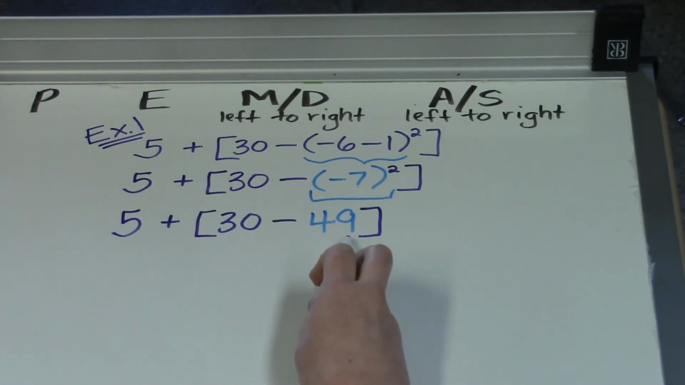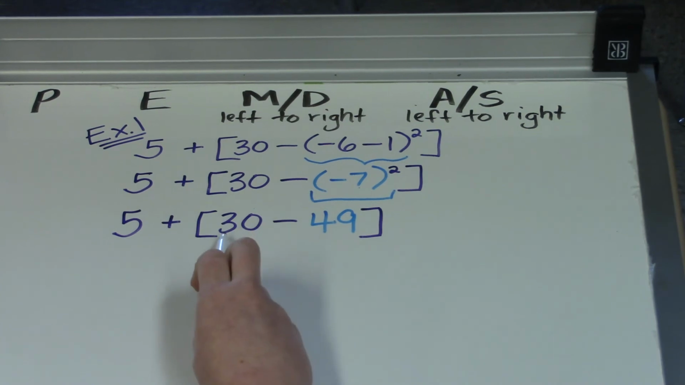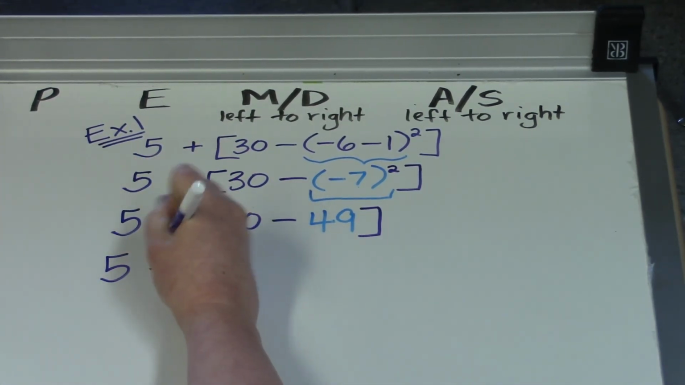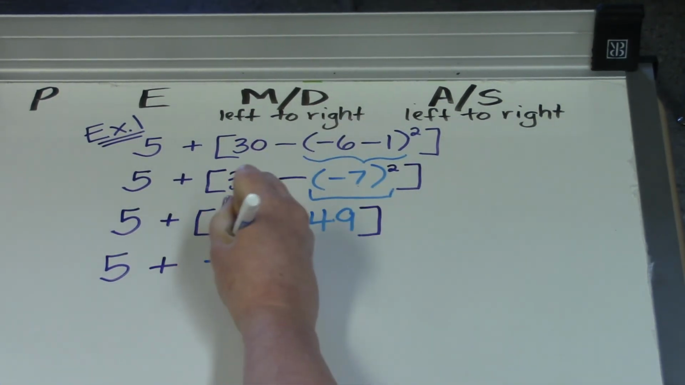If you look at what we have left in the brackets, we only have one other thing that we can do, which is 30 minus 49. And if we subtract 30 minus 49, that gives us a negative 19.